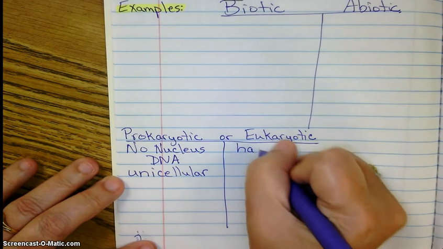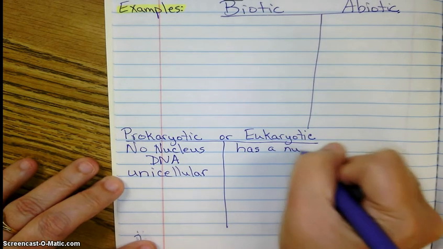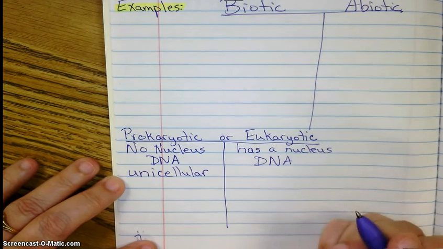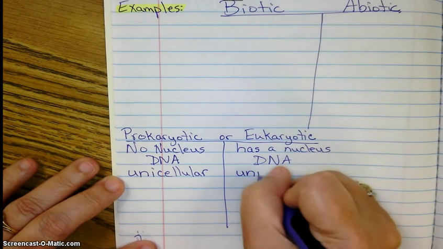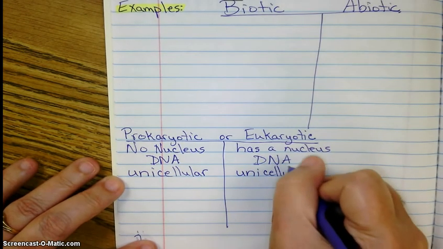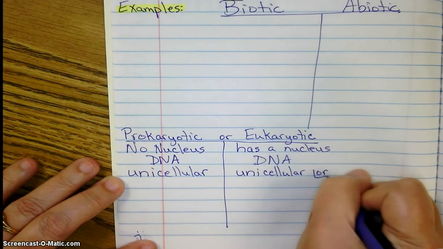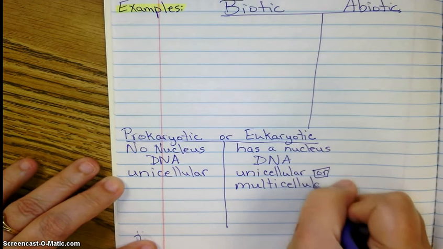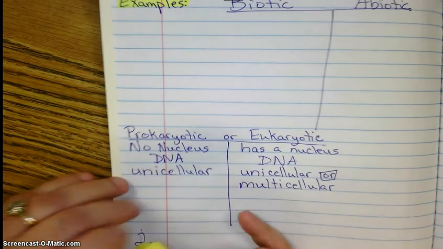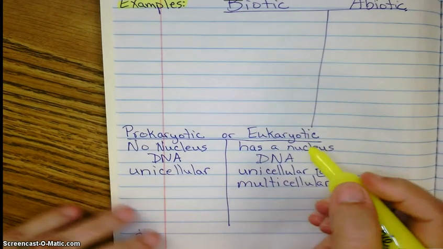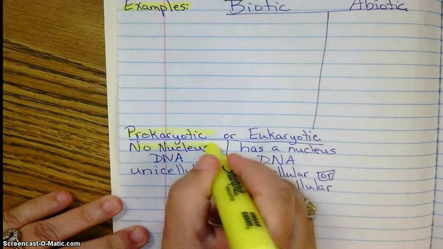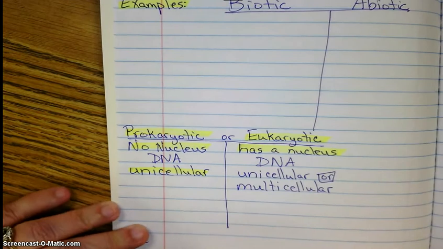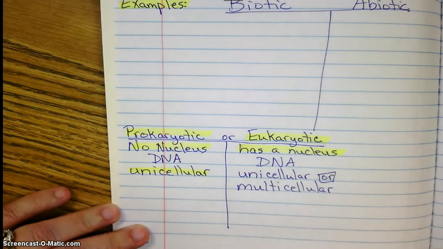Eukaryotic means it has a nucleus, and in that nucleus is where we find the DNA. Now, eukaryotic cells can be unicellular, or they can be multicellular. So we're going to add that to page 2, and then we're going to tag or highlight: prokaryotic, no nucleus, always unicellular. Eukaryotic has a nucleus. Okay, those are the main things you need to know about that.